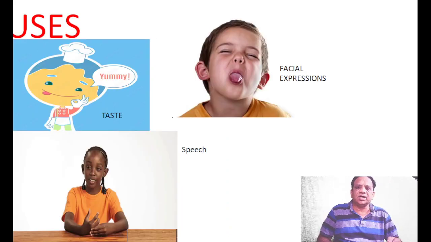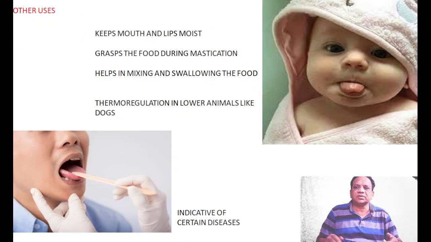So if we talk about the uses, the main use is taste, then speech, facial expressions. It keeps the mouth and lips moist, grasps the food during mastication, and helps in mixing the food and swallowing the food. It also indicates certain diseases, and in lower grade animals it regulates the temperature. For example, in dogs panting is the best example for this.